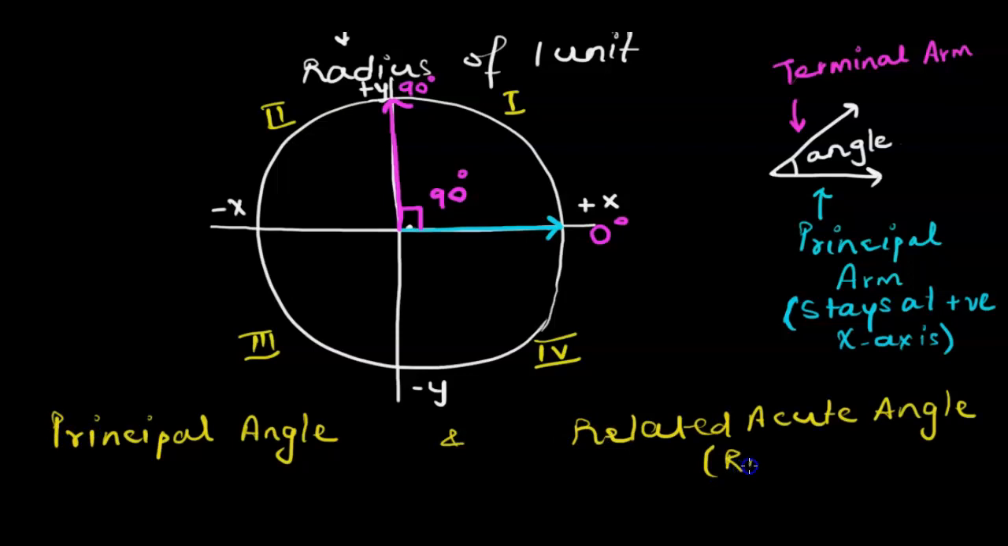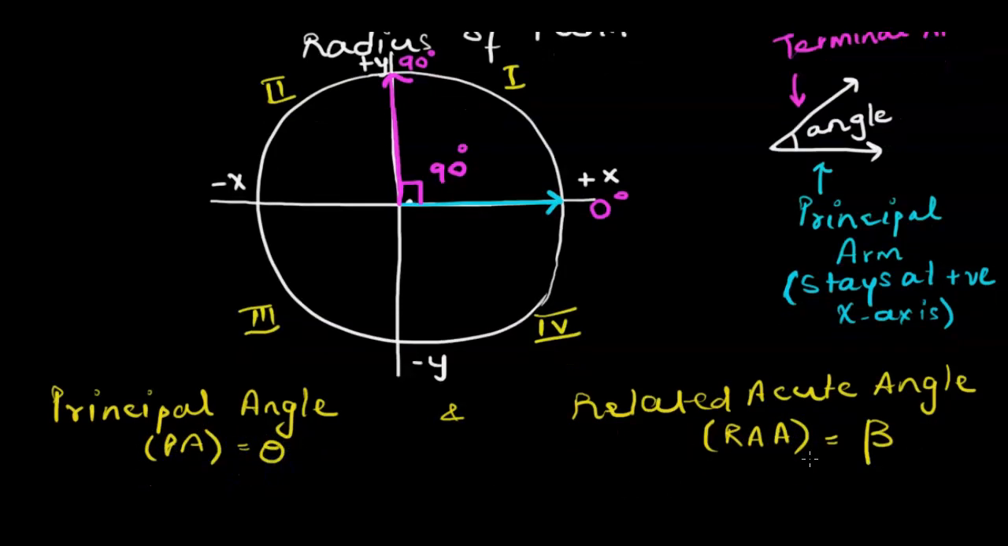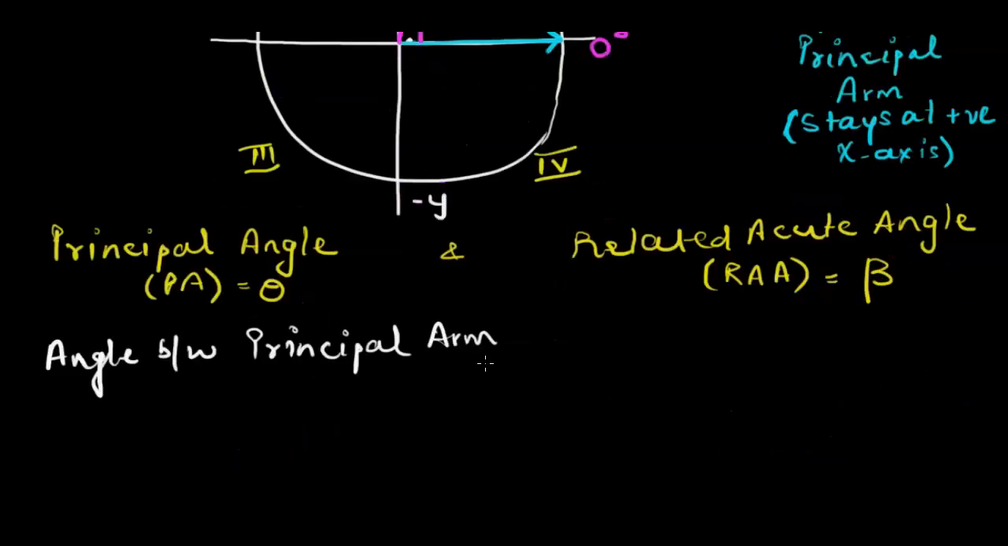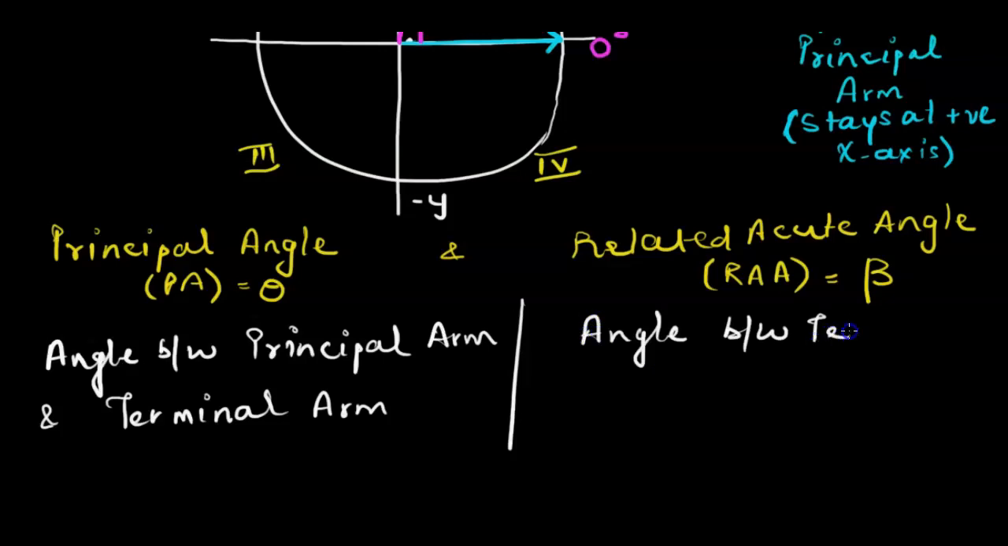The related acute angle can be written as RAA. The principal angle can be written as PA. The general notation of the principal angle is theta and the related acute angle is denoted as beta. A simple definition of the principal angle is the angle between the principal arm and the terminal arm. The related acute angle is the angle between the terminal arm and the nearest x-axis.